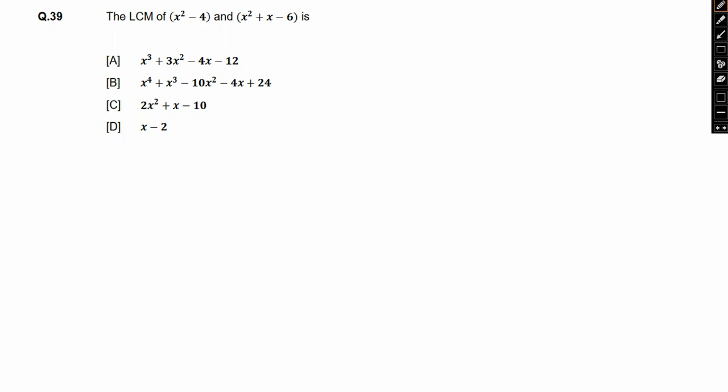We'll go one equation at a time. Okay. So we have x square minus 4. So we can write this as (x plus 2)(x minus 2), because it is in the a plus b, a minus b form, a square minus b square. Okay, that's what we do.